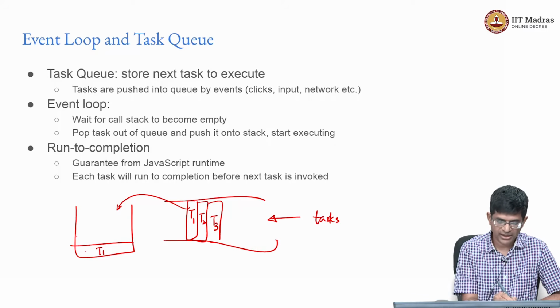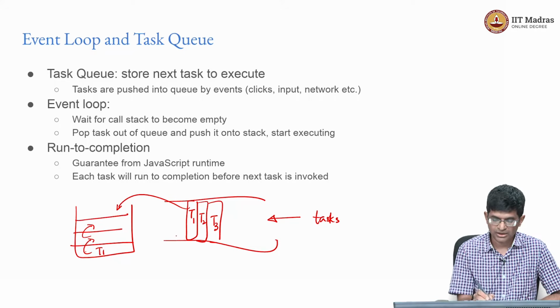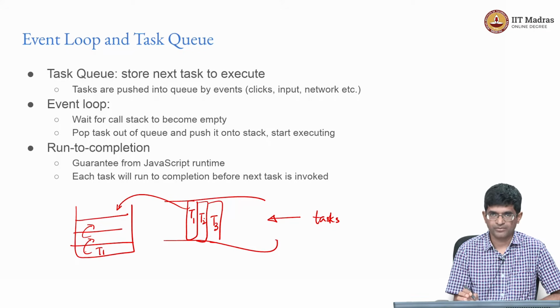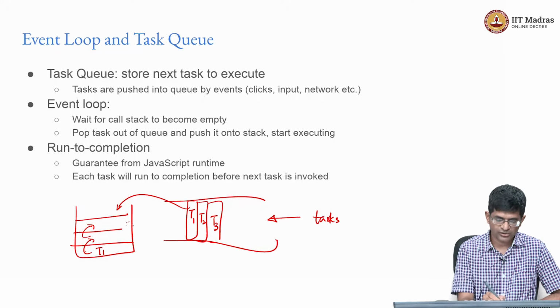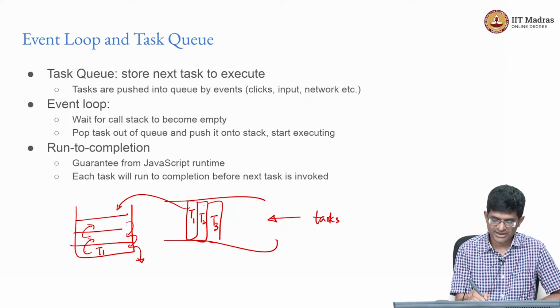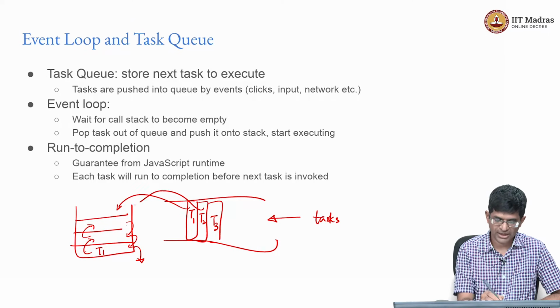T1 in turn could invoke something else which continues on the call stack, that in turn could call something else. Note that while T1 is on the call stack, T2 and T3 are waiting. There's nothing else happening over there. Only after all of this has emptied out and the stack has become empty do I pick up the next value, T2, and push that onto the stack.